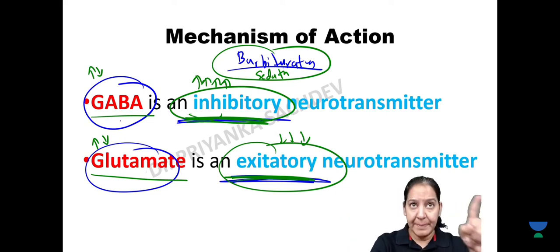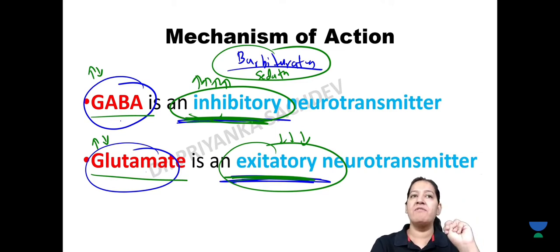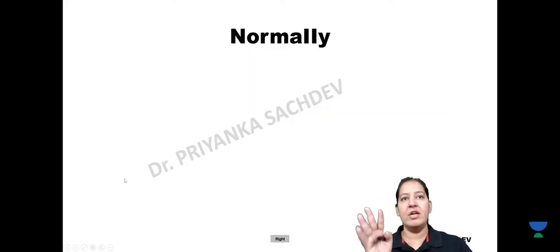So barbiturates have multiple mechanisms of action. The two most important: number one, it will act as an agonist for GABA. So it will increase GABA and it will decrease the glutamate, right? These are the two types of neurotransmitters, excitatory and inhibitory.